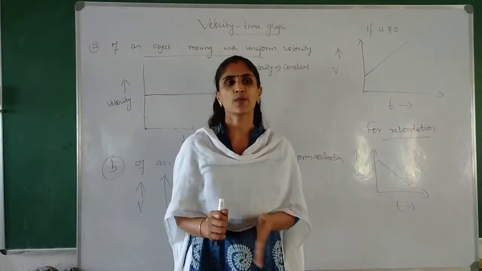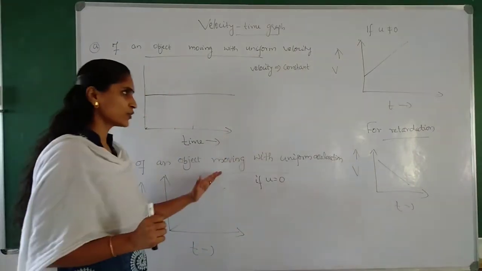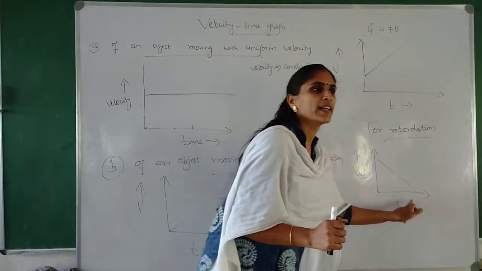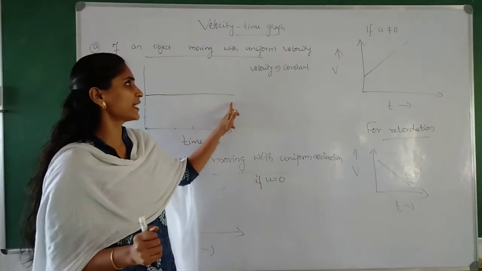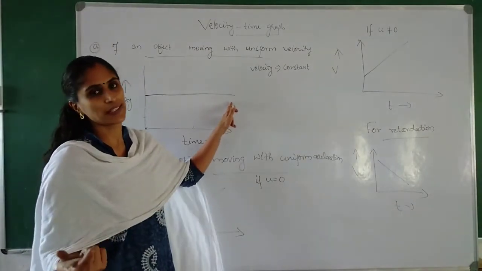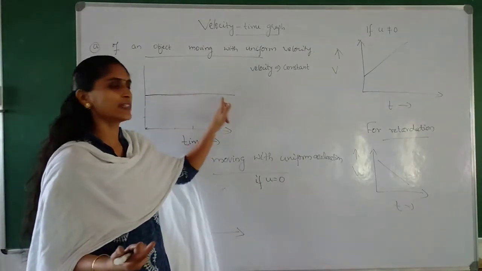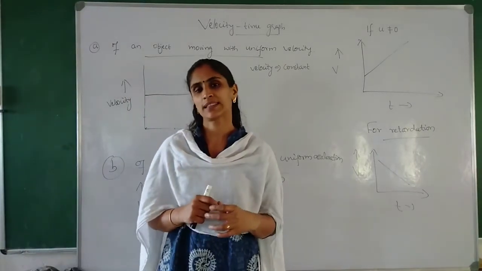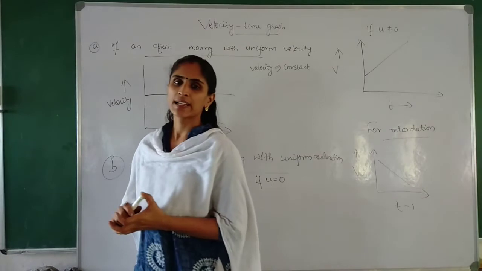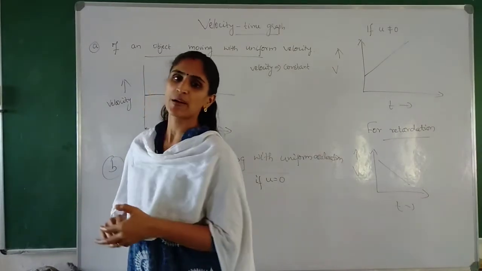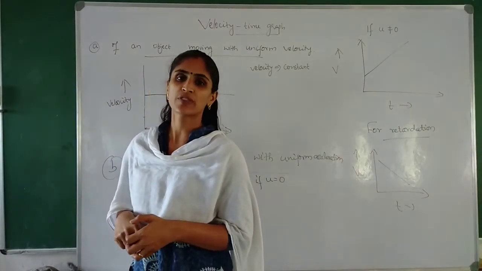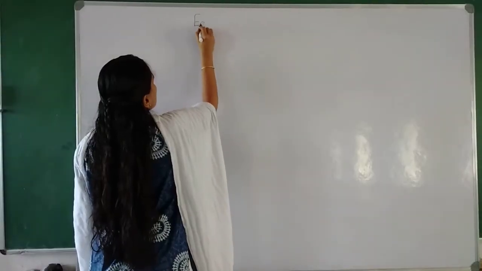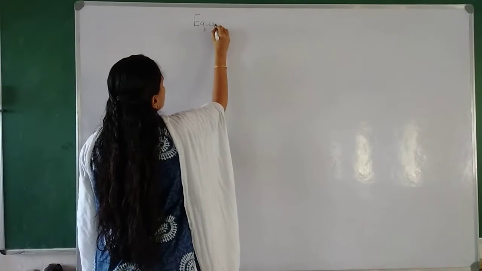So for positive acceleration, velocity should increase, and for negative acceleration, velocity should decrease, and for constant acceleration, uniform velocity means acceleration is constant. In that case, it will be a straight line parallel to the time axis. Okay, is it clear? And now we will discuss equations of motion from velocity time graph.